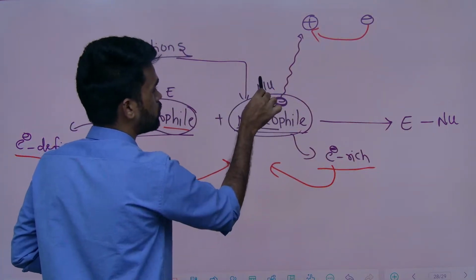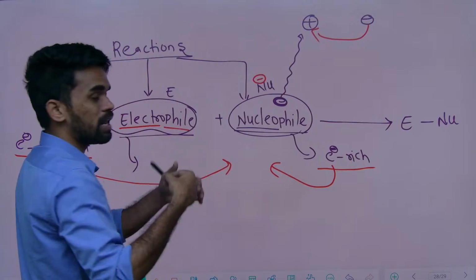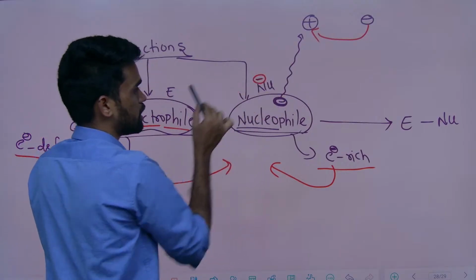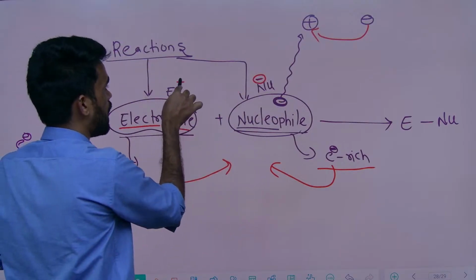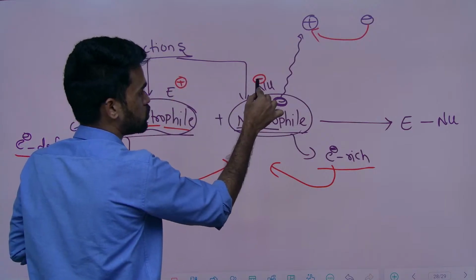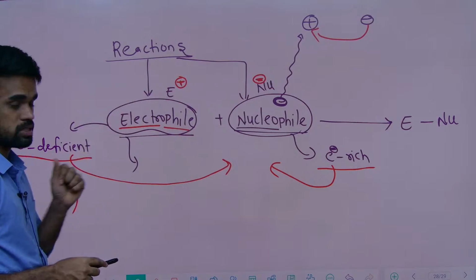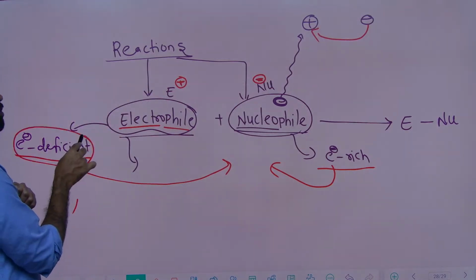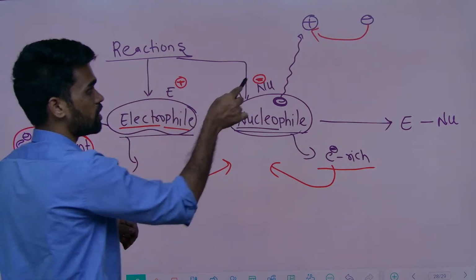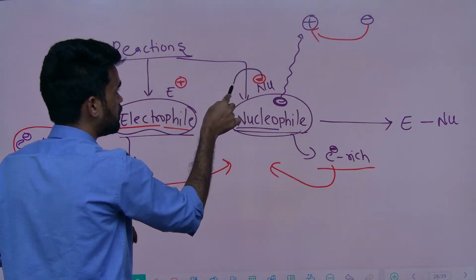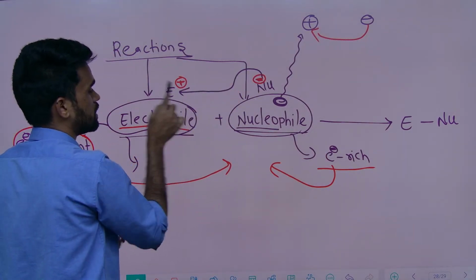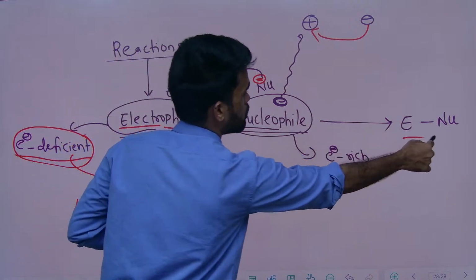Now what I told you: the nucleophile has more electron density, indicated with a negative symbol, and the nucleophile has negative charge, I told you. The electrophile is electron deficient, meaning positive charge. See, electrons are less, meaning positive charge on it. So this nucleophile will attack this electrophilic center, so that we get a compound like this.